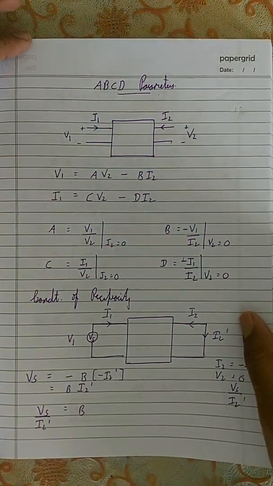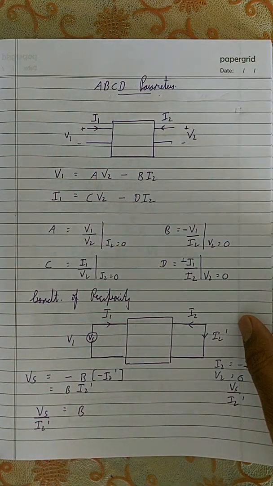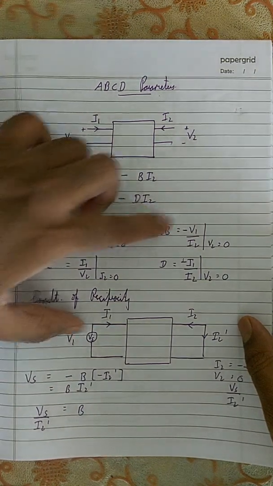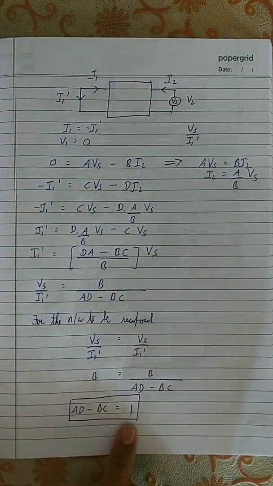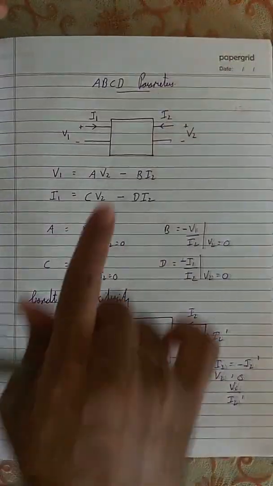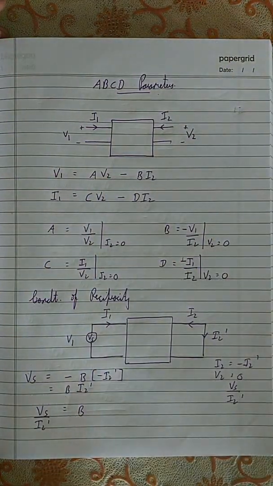Also, when you find the values of A, B, C and D, and you find the value of AD minus BC, that is, you multiply AD and multiply BC and find the difference between them, if the value is equal to 1, then you can say that the network is reciprocal. So this is how we do it for ABCD parameters.